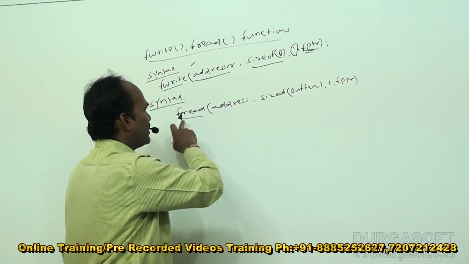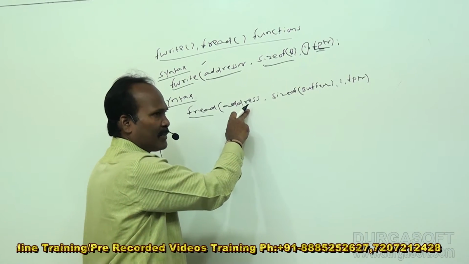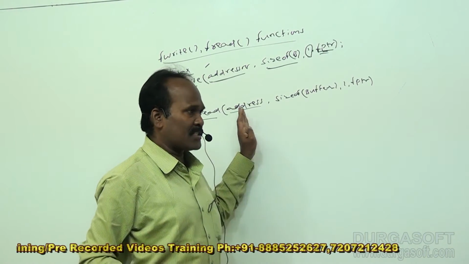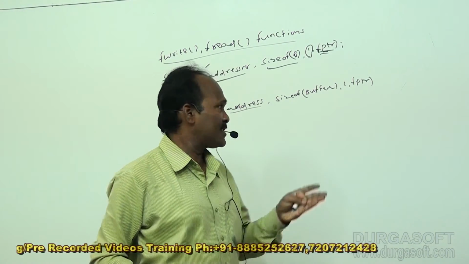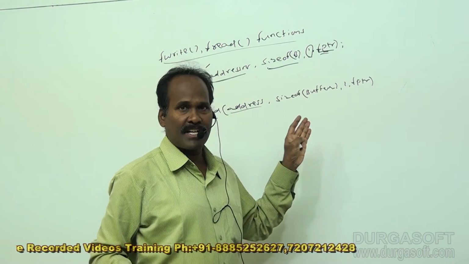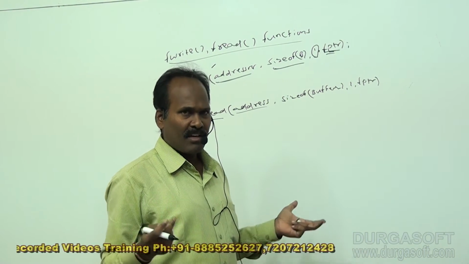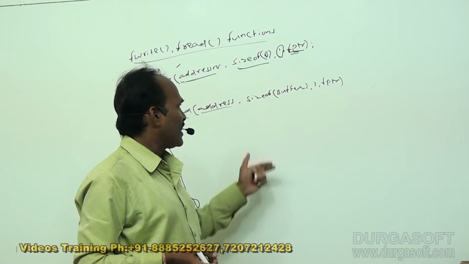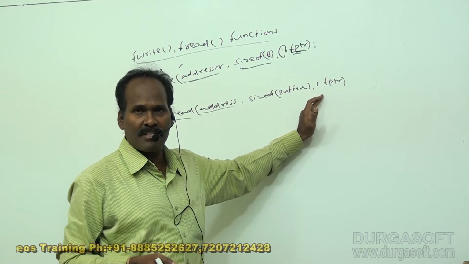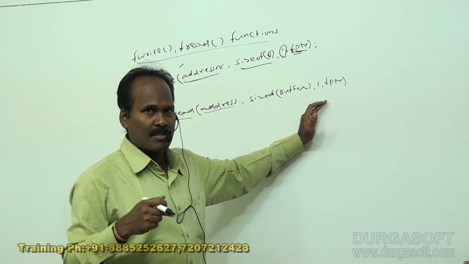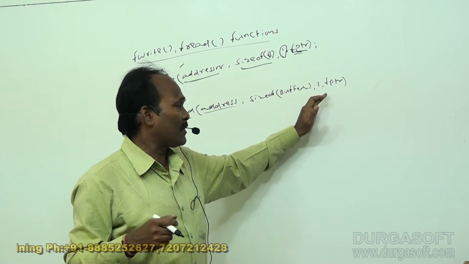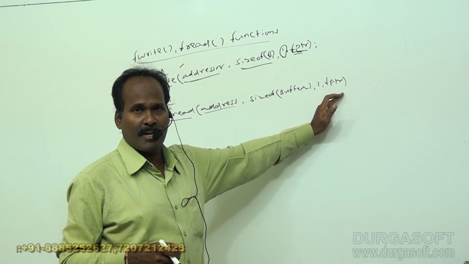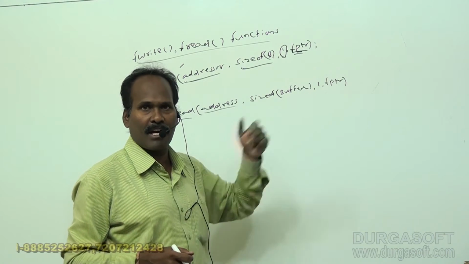Again, the fread function also takes 4 parameters. What are the parameters? The first parameter is the address of the structure or the address of the array. The second parameter is the size of the buffer, meaning the structure size. The third parameter is the number of records to be input from a data file. The fourth parameter is the file pointer. Using the file pointer only we are going to perform any kind of manipulations.